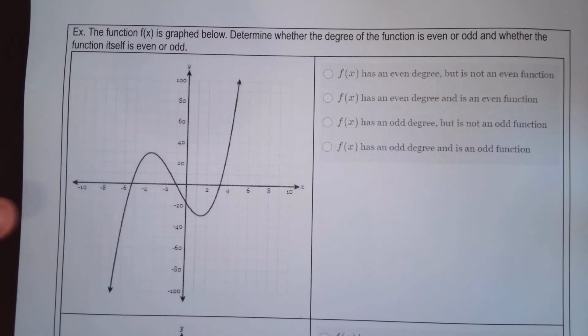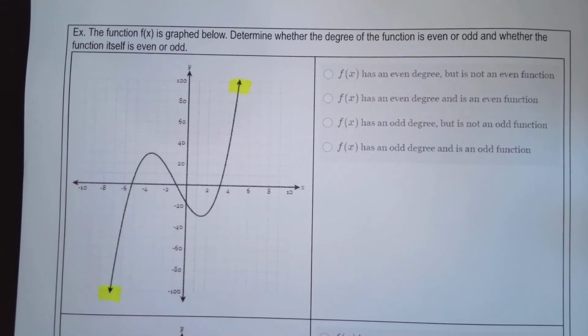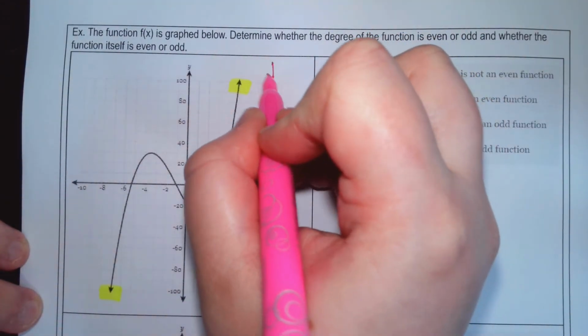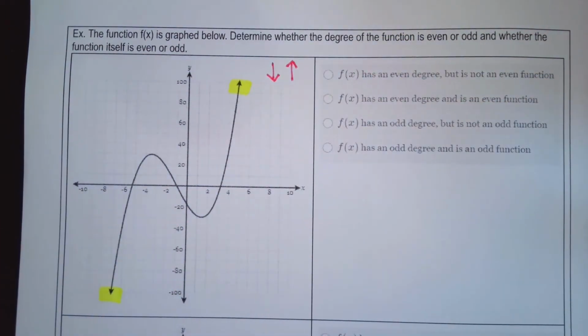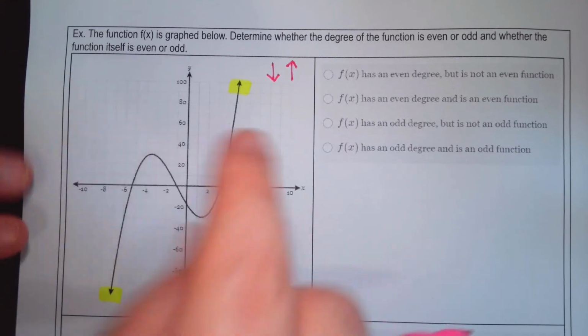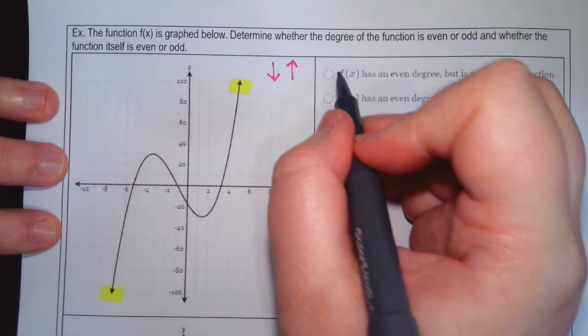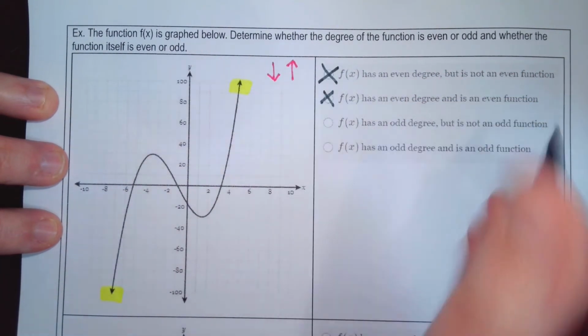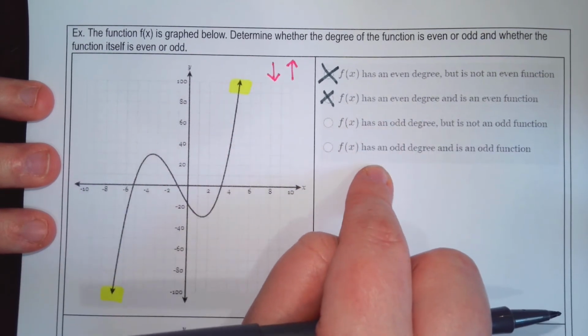So if we look at this one, here are our ends. So our ends, one is going down, one is going up. So these ends are going in opposite directions. That means we know for a fact it is going to be an odd degree. So I am actually going to cross off the ones that say even degree. Because they're going in opposite directions, it's an odd degree.